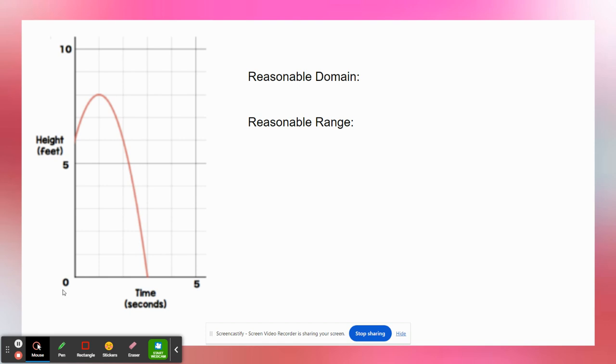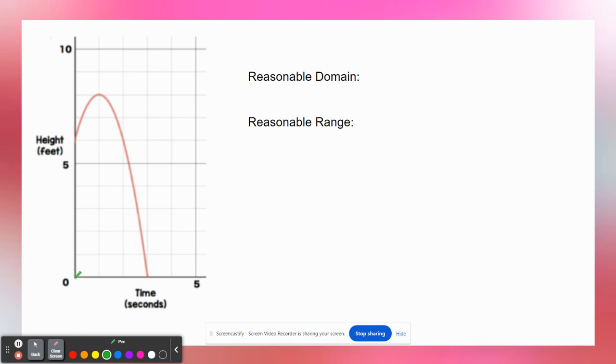Next question is, what's a reasonable domain and range? So if you recall from the last unit, our domain was always all real numbers. But in real life scenarios, such as this type of scenario, your domain's not going to be all real numbers because we have starting and stopping points. So you need to think, what's your lowest x value and what's your highest x value in the scenario?